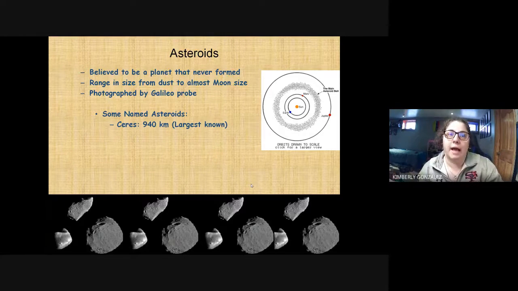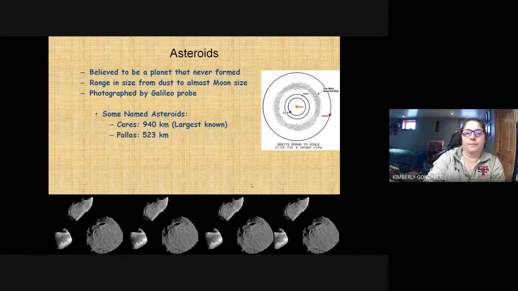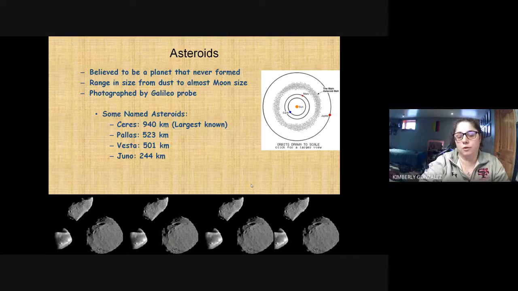So they love to throw these specific ones out, like Ceres. Ceres is the largest known asteroid at a diameter of 940 kilometers. That's the number one. Then there's Pallas. It's 523 kilometers in diameter. Then there's Vesta. Vesta is 501 kilometers. So we're getting lower as it goes on, but these are the named asteroids that you need to know. Then there is Juno. Juno is 244 kilometers. And finally, there's Gaspra and Ida. These are all different types of named asteroids.